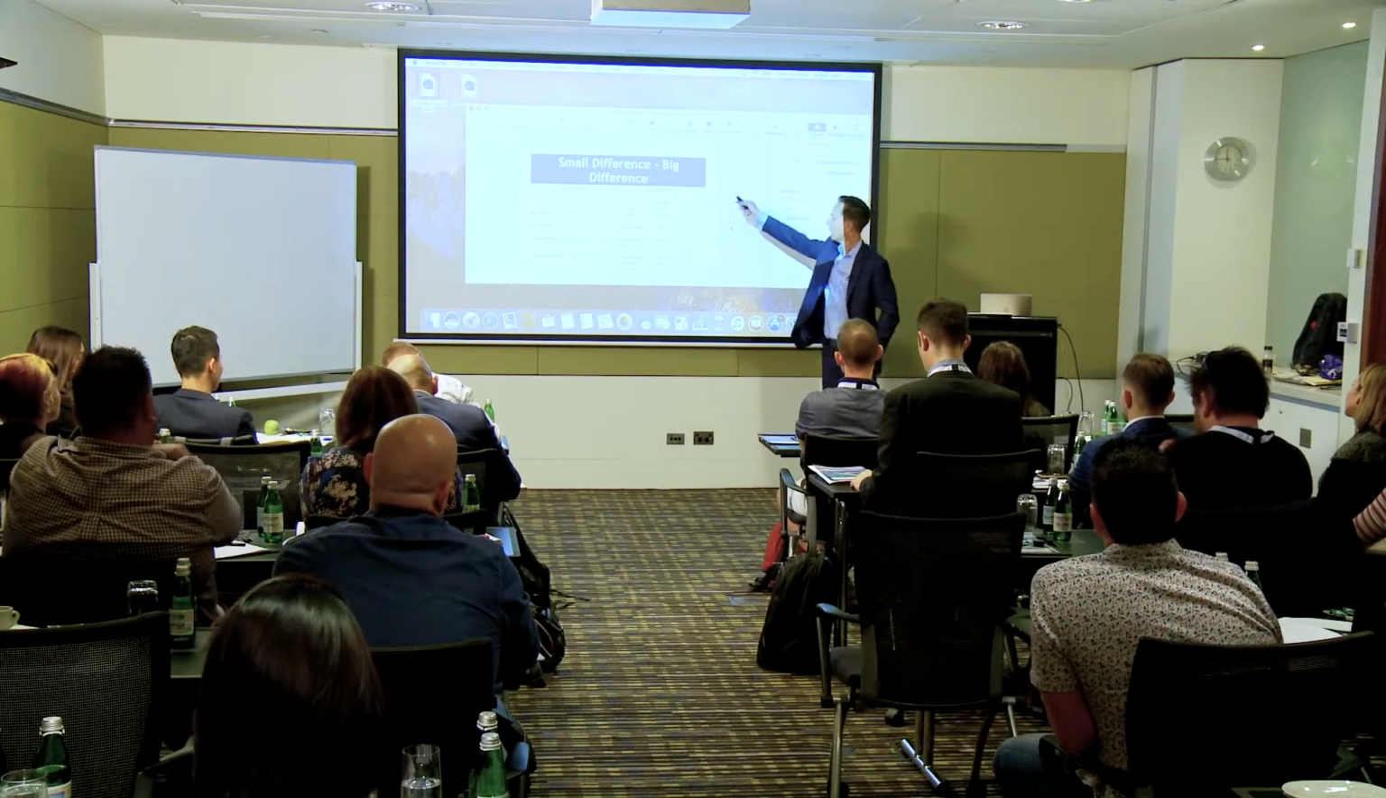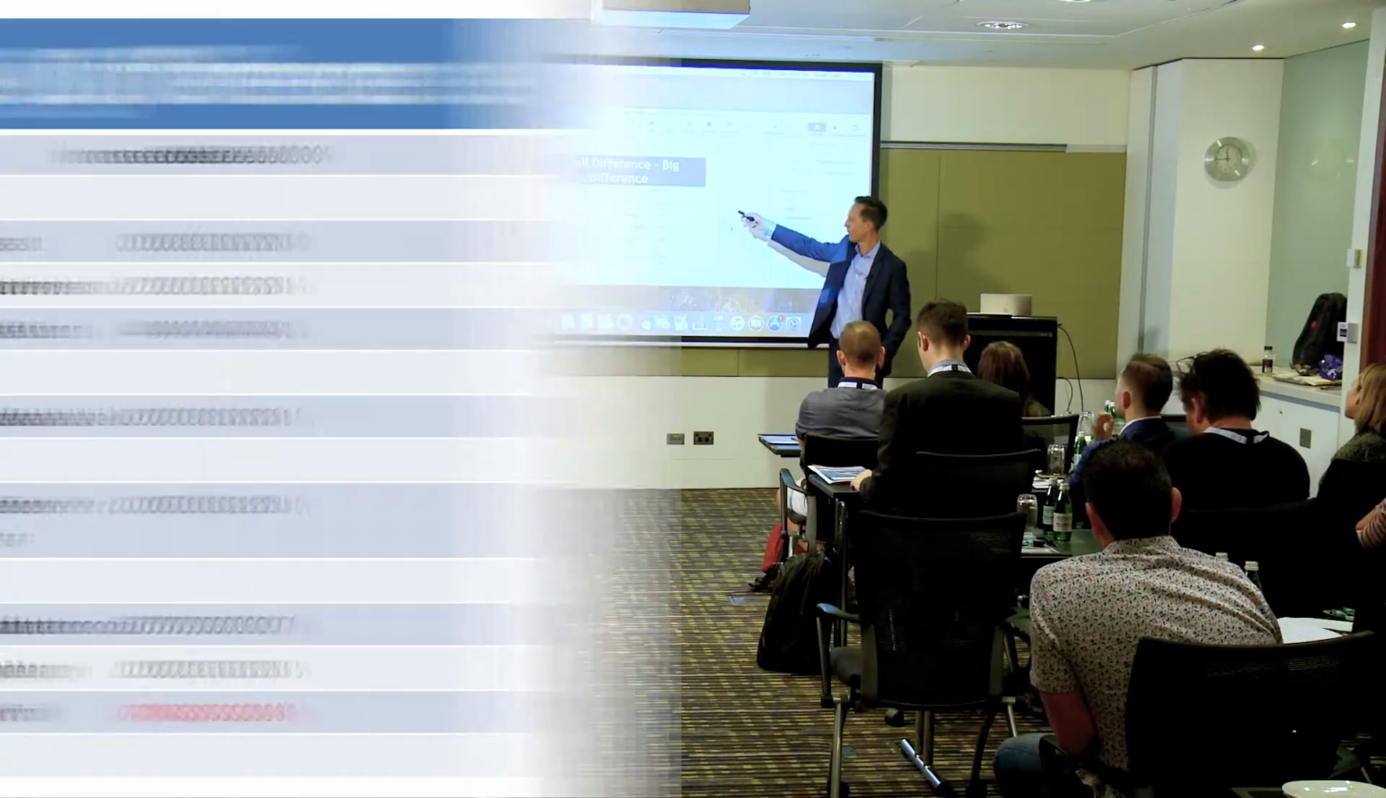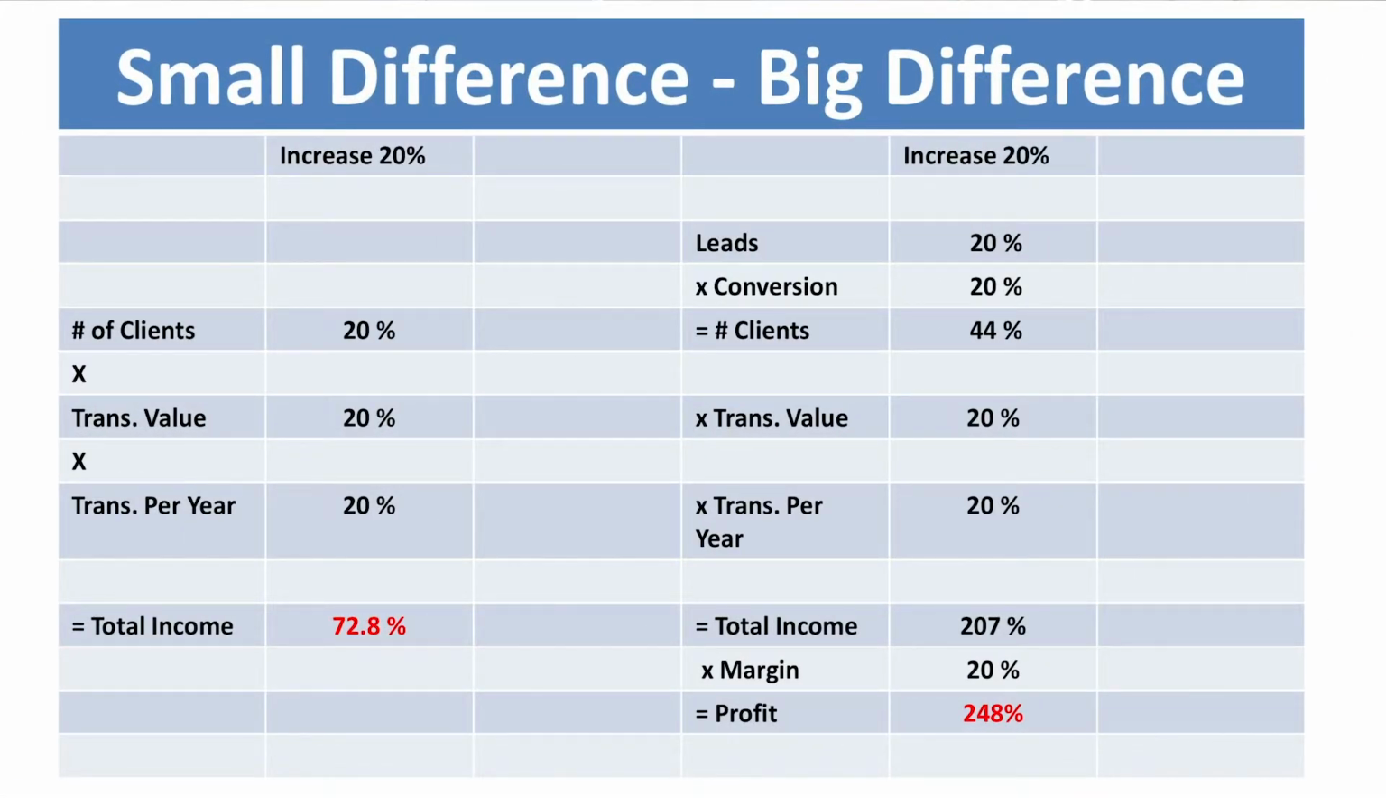Okay, this one here, once again, I'm going to play with the numbers, a little bit of maths. Left-hand side, Jay's model, 20% increase all the way through. You've got a 72.8% increase. And the reason I go on about this is to drill it down to you that there's power in the formula. There's power in the formula. That's what you want to take away, that you can get more out of everything that you've got. The right-hand side, 20% increase. Bottom line profit, 248% increase. Okay? The maths work.